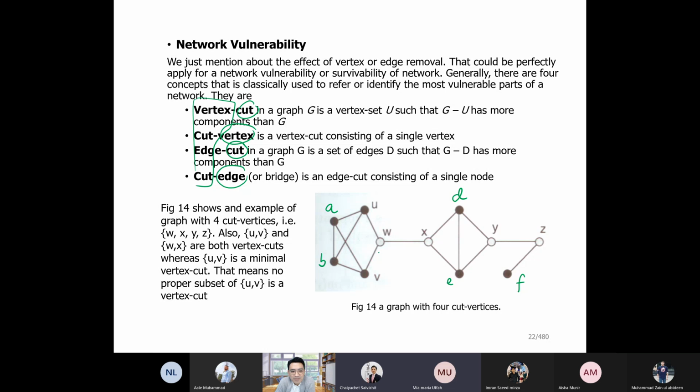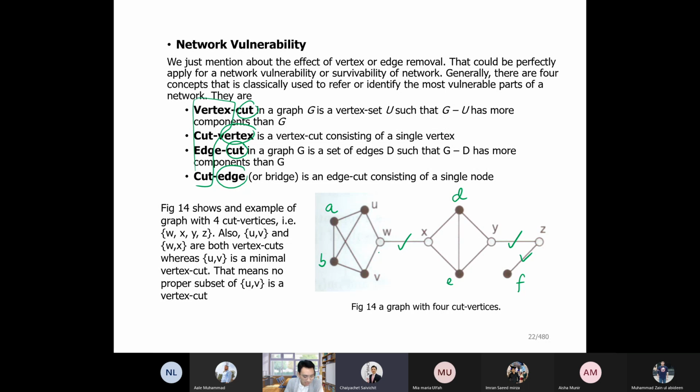Yes, I'm here. Mia, how many cut edges do you find in this graph? I think 3. Which ones? W to X, and Y to Z. Okay, good. And F to Z. Yes. So 3. Okay, good.